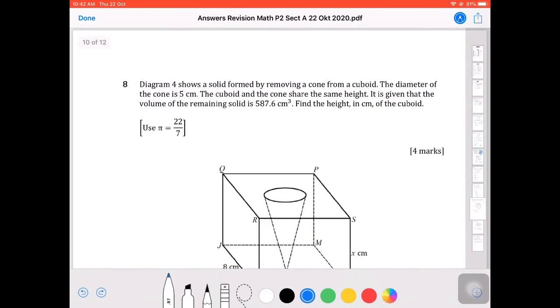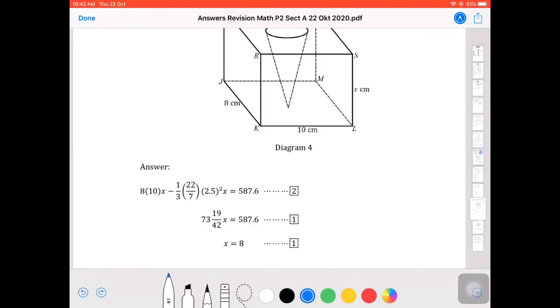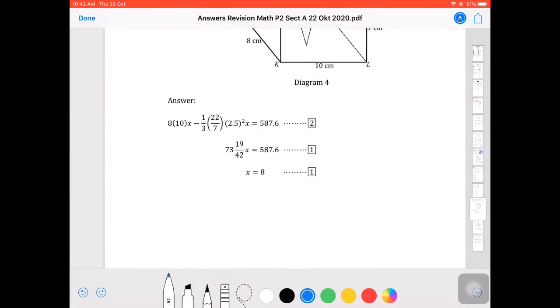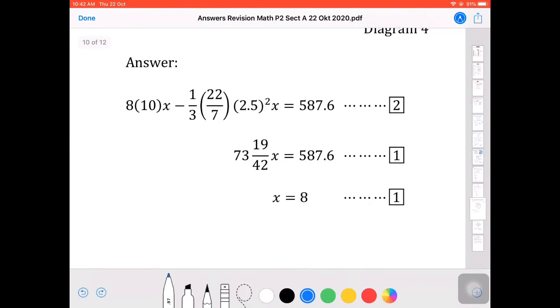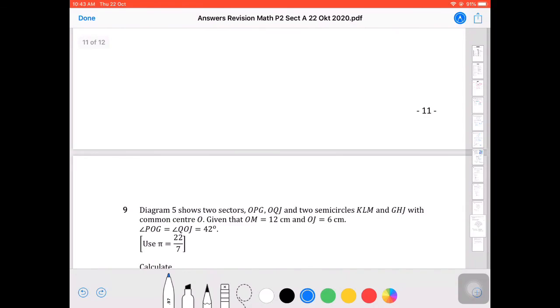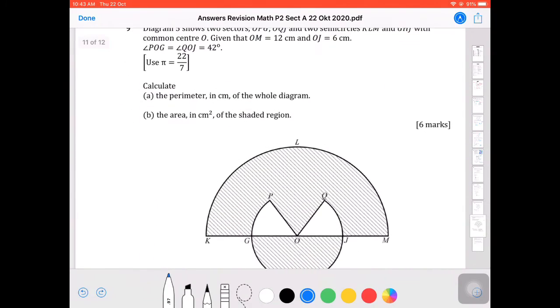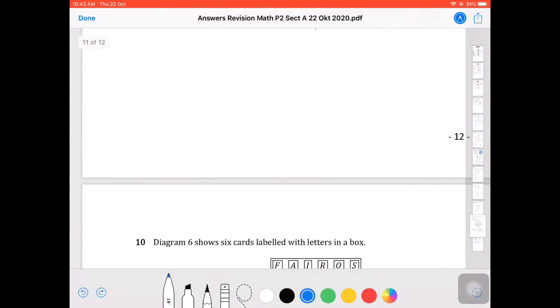Now number 8. This one you just use the formula of the cuboid minus the formula for the volume of the cone, and then equate, bring over and solve. You'll get the final answer, x equals to 8. Now moving to question number 9, similar. This is perimeter and area of a sector. So you just use the formula.